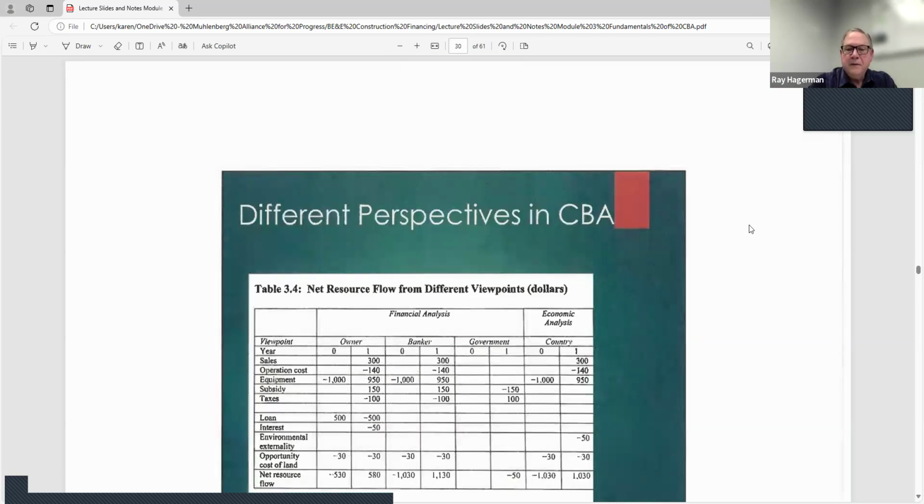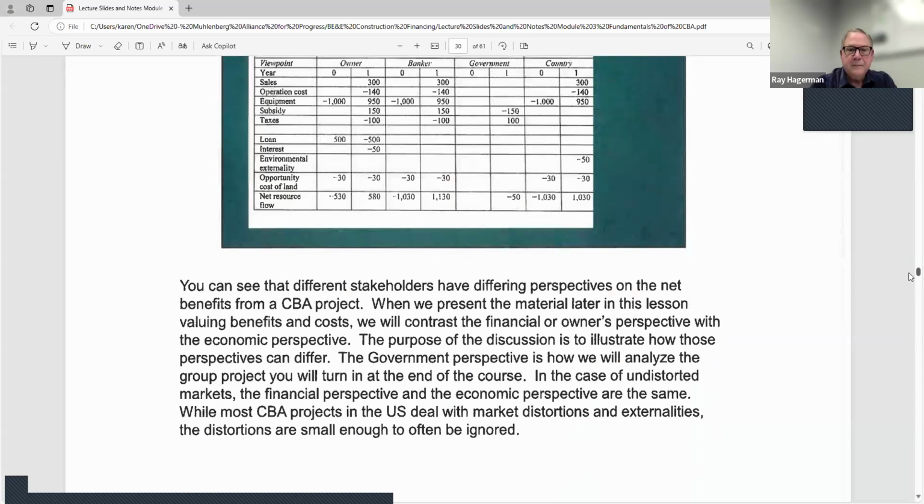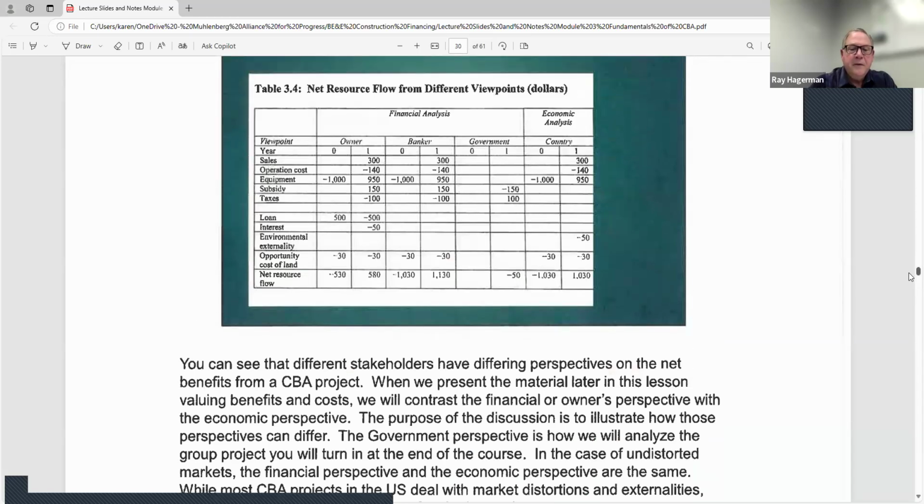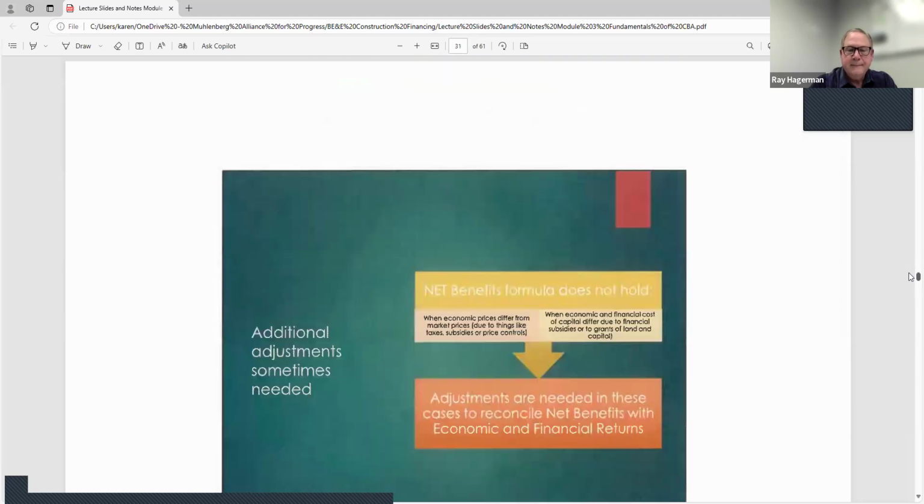All right. So this is just a spreadsheet that lays all of that out, as you can see. From the viewpoint of the owner, the banker, the government, the country, the financial analysis may be different from the economic analysis, and we are able to actually put those numbers on paper based on how we analyze these things. That's exactly what you're doing in your group project. It's not super difficult. It's just a matter of making sure that you get everything that you need in there.